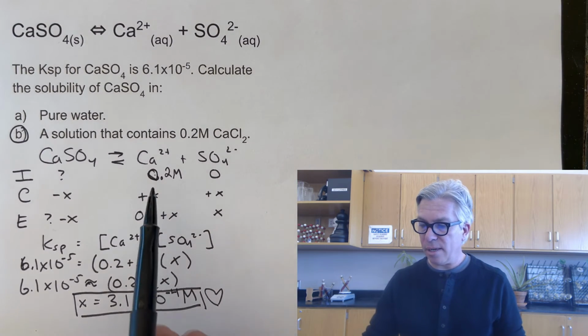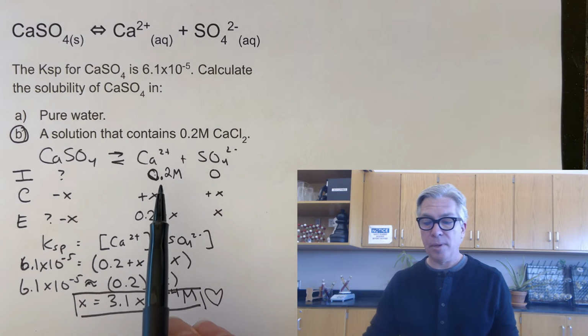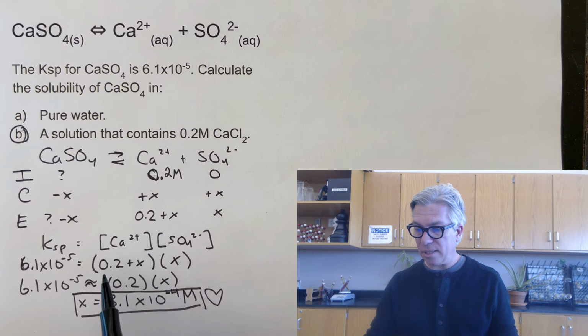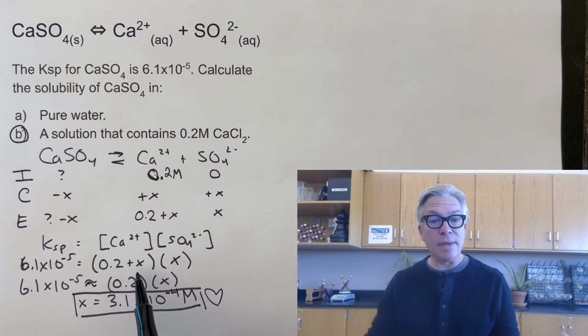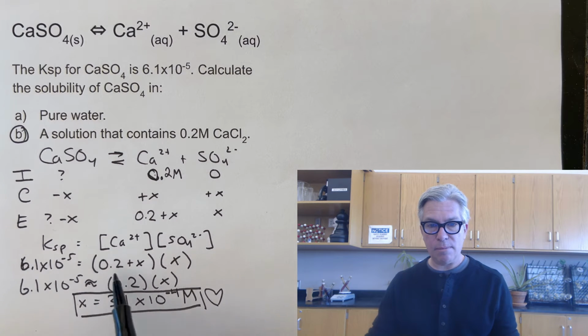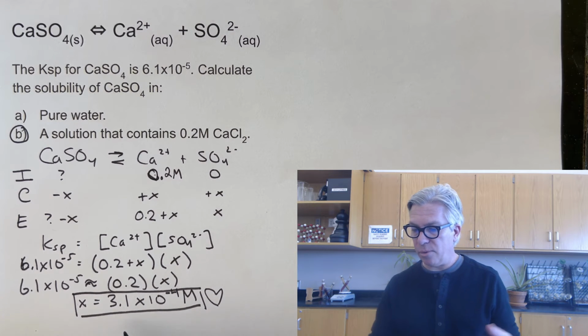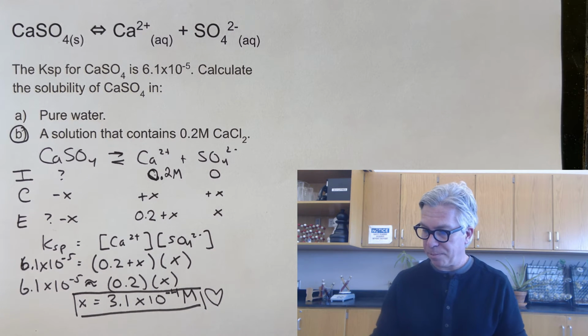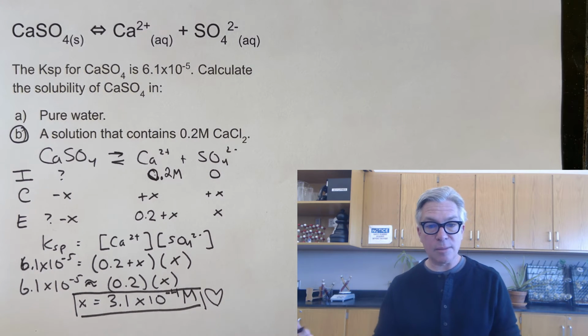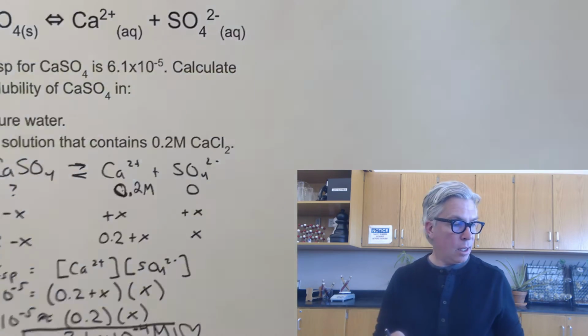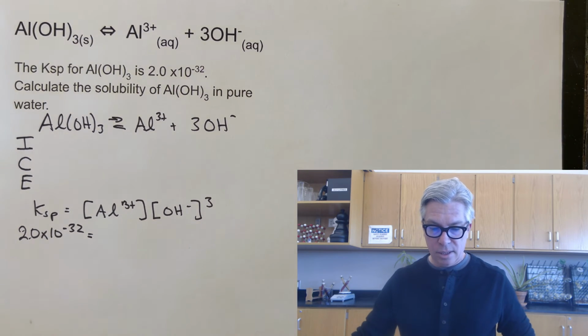And in the next one, we have a situation where the calcium ion concentration is actually starting at 0.2 because of the 0.2 molar calcium ion. And so similar calculation, but now we have 0.2 plus x times x. And I went ahead and made that assumption again because there's 4 factors of 10 difference between those two. And I solved 0.2 times x, got rid of the 0.2, and I end up with 3.1 times 10 to the minus fourth. So we had, again, less being dissolved than it was in pure water. So there you go.